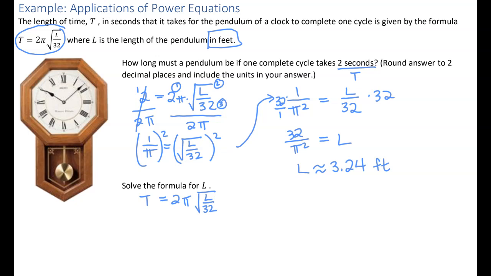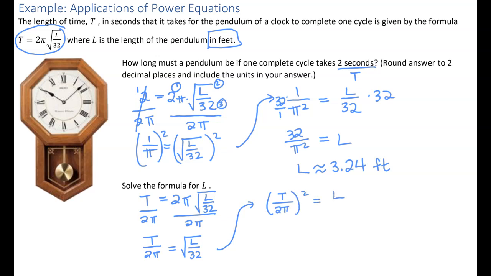So we'll start just like we did last time by dividing both sides by 2 pi. So we have T over 2 pi equals the square root of L over 32. And then we can square both sides. T over 2 pi squared equals L over 32. And we can multiply both sides by 32. I'm going to do just a little bit of simplification along the way here. I'm going to go ahead and square everything in those parentheses. So I'll end up with a T squared on the top, and on the bottom I have a 4 pi squared. Don't forget the 2. Remember, if we're squaring 2 pi, that means 2 pi times 2 pi, which will be 4 pi squared.